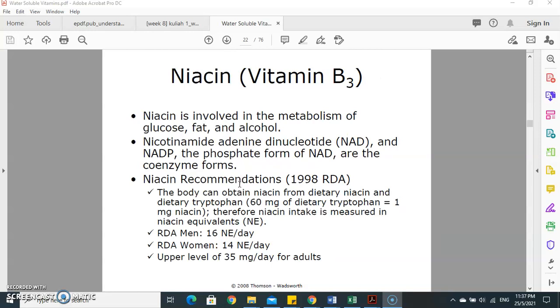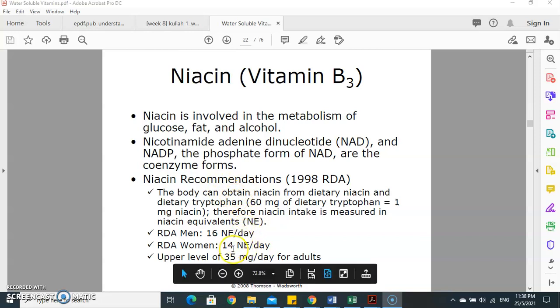It can be easily destroyed by UV light, but cannot be destroyed by cooking. Okay, so now tadi dah thiamine, riboflavin, now is niacin. Niacin is vitamin B3. So niacin is involved in the metabolism of glucose, fat and alcohol. So this is the requirement, which is 16 niacin equivalents, and the RDA for women is 14 niacin equivalents.